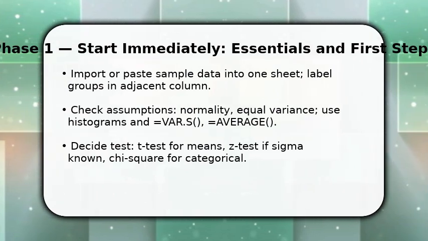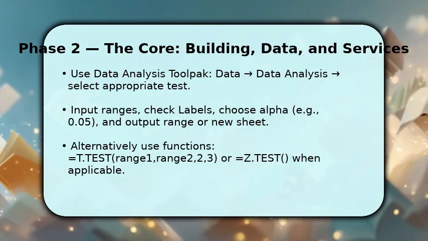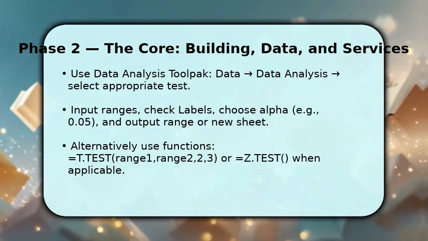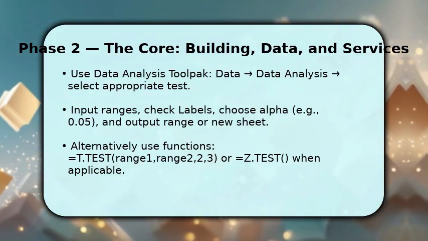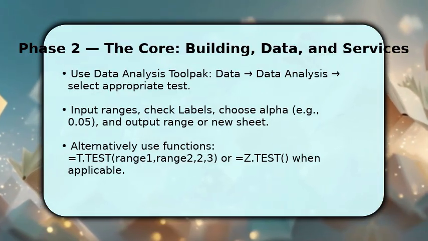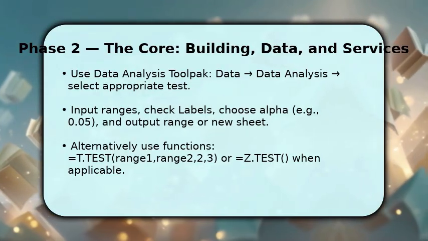You now execute the test using Excel's Analysis ToolPak or built-in functions so results are precise. If using Data Analysis, select the test, enter the two ranges, tick labels if used, set alpha like 0.05, and pick an output location. Once run, inspect t-statistic, p-value, and degrees of freedom to interpret significance.